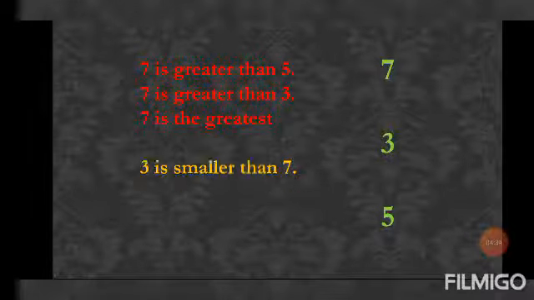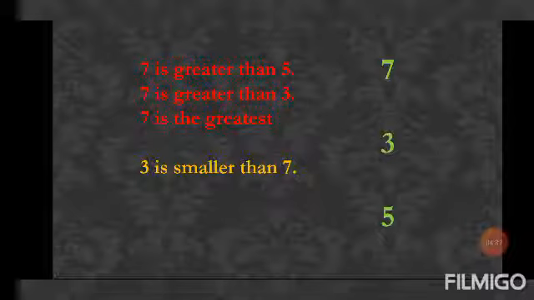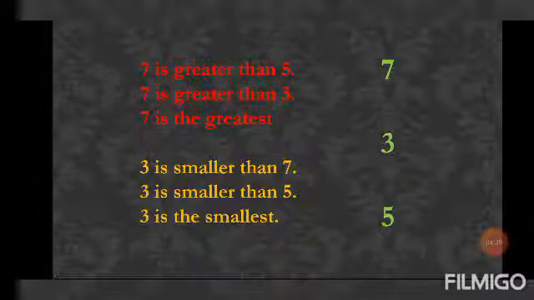3 is smaller than 7 and 3 is smaller than 5. So 3 is the smallest number. So again we have to revise it. 7 is the greatest number and 3 is the smallest number. 7 is greater than 5 and 7 is greater than 3.